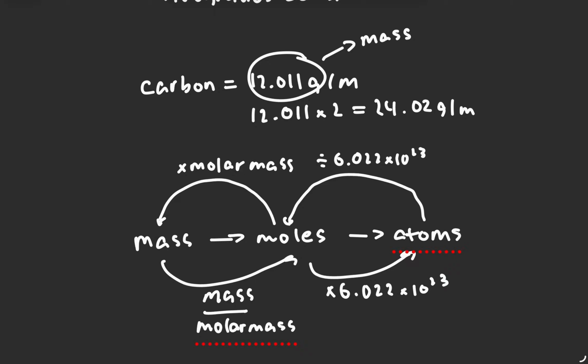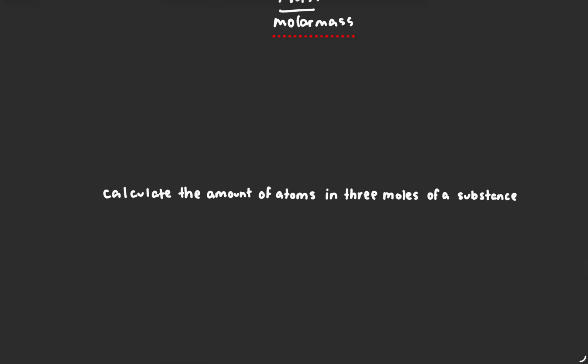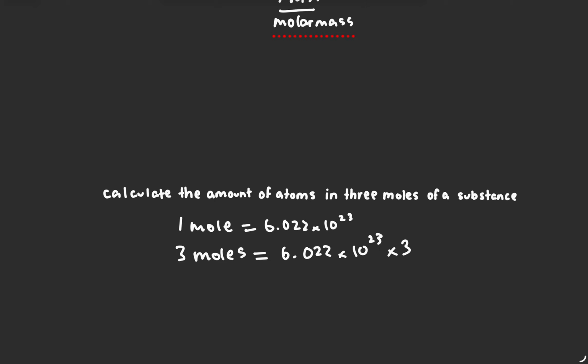Now, we can put this into practice. Let's calculate the amount of atoms in 3 moles of a substance. We know, starting off, that 1 mole is equal to 6.022 times 10 to the 23rd. So 3 moles is 6.022 times 10 to the 23rd times 3. Remember, to go from moles into atoms, we times by Avogadro's constant. So it is 6.022 times 3 for 3 moles, which, putting this into our calculator, gives us 1.81 times 10 to the 24th atoms. Don't forget to write atoms.